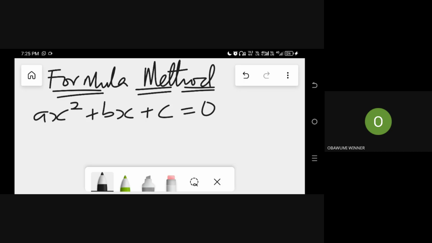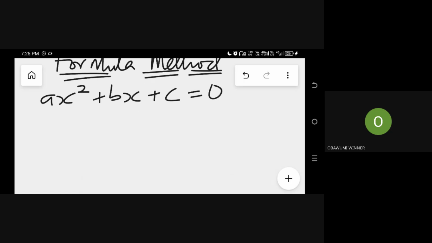So in this general form, the coefficient of s square is what we call a. The coefficient means the number that is attached to s square, the number at the back of s square. That is the a. Then b is the number at the back of ordinary s, the coefficient of s. While c is the last number, a constant, the number that doesn't carry s.